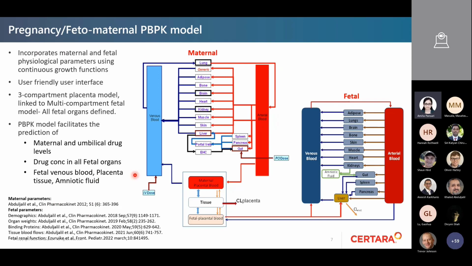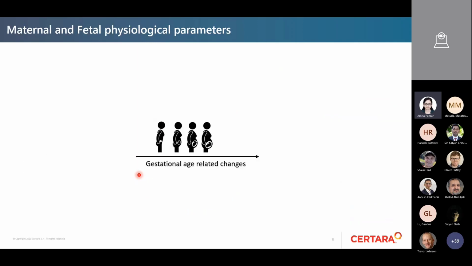The different modeling approach utilizes the data and information provided earlier in the literature to provide the prediction tool that we have. The fetal renal clearance and other fetal elimination pathways were also defined here to predict the concentration in the fetus as well. While we know as pregnancy progresses, there are many changes in the physiological parameters affecting the overall drug disposition throughout gestation.